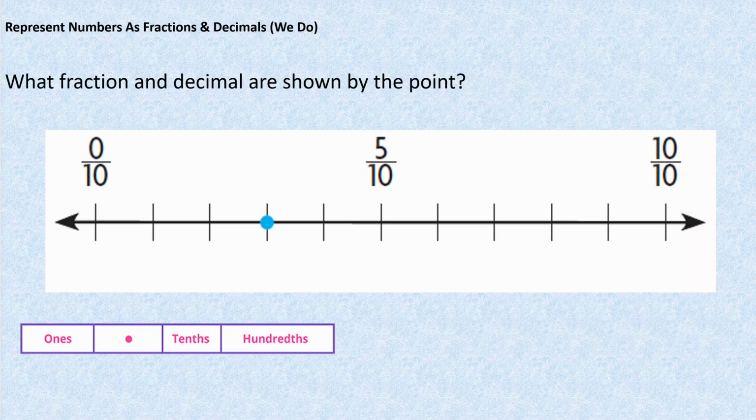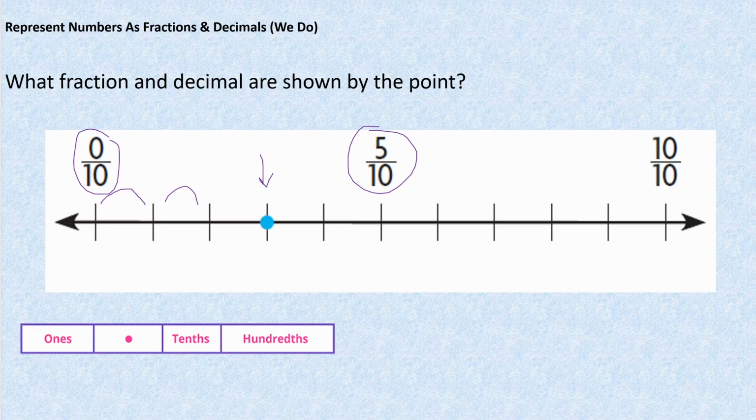All right, now let's look at this number line, okay? So this dot, it's asking us what fraction and decimal are shown by the point. So this dot right here, okay? Now, if we look at this fraction number line, we can see we have 0/10 over here and 5/10 over here. Well, let's count how many spaces are in between these two numbers. Well, we have 1, 2, 3, 4, 5 spaces. So that means each little line is worth 1/10, okay?